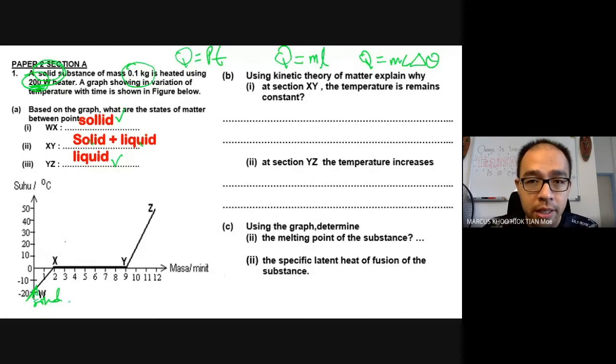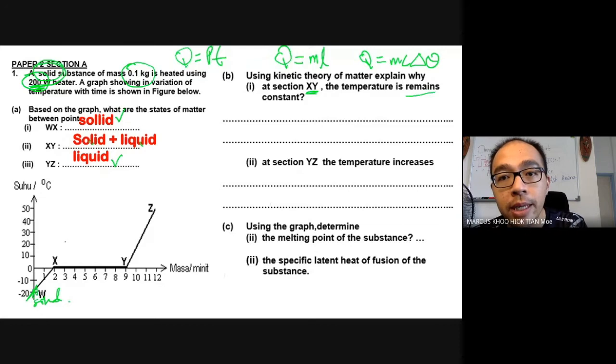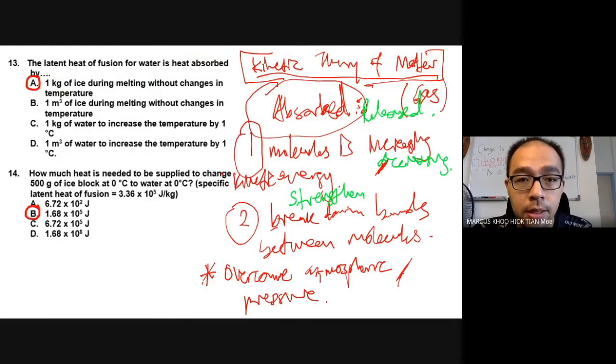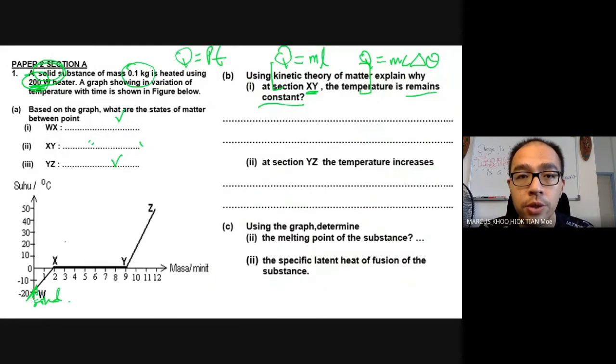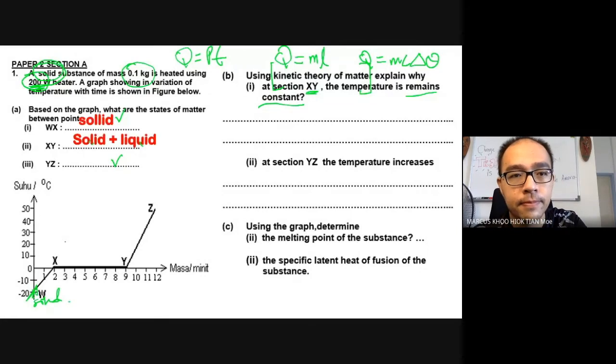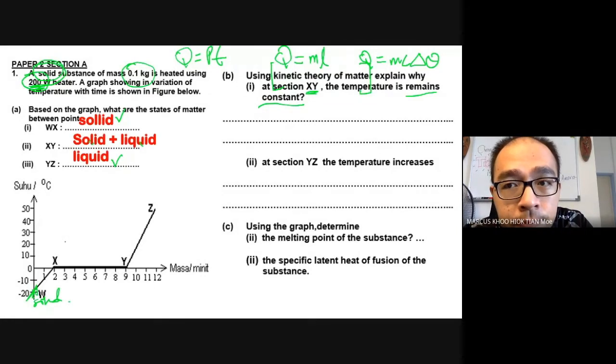Now, using the kinetic theory of matter, explain why at section XY, the temperature remains constant. Do you remember what I said just now? If I say kinetic theory of matter, then you need to think about the thing that I wrote here just now. Either it is used to increase kinetic energy, which is an increase in temperature, or it is used to break the bonds between the molecules if it is flatlining. How would you answer this, Bernardine? Kinetic energy of molecules doesn't increase.